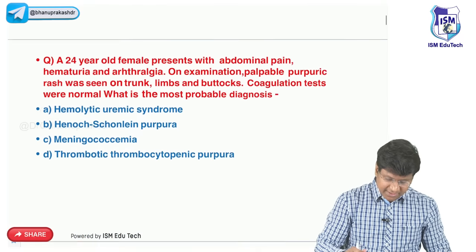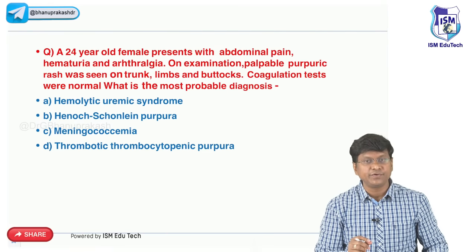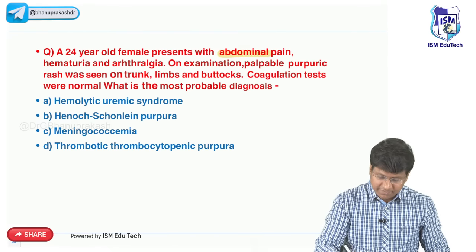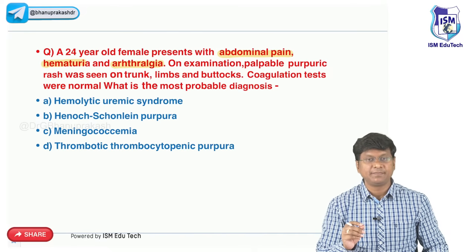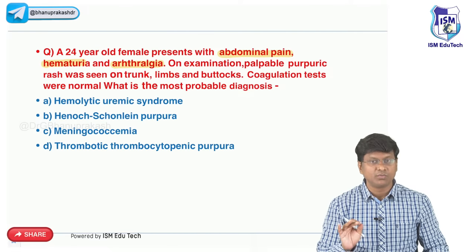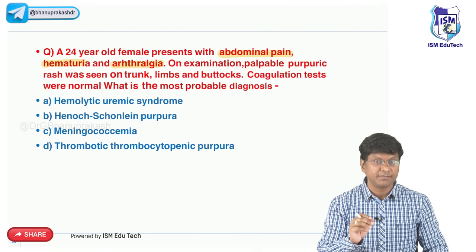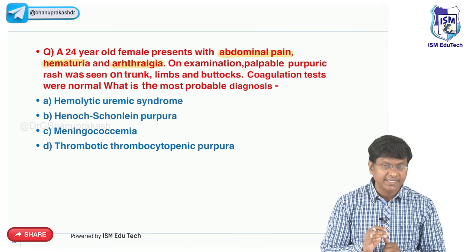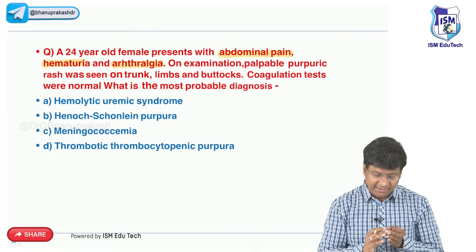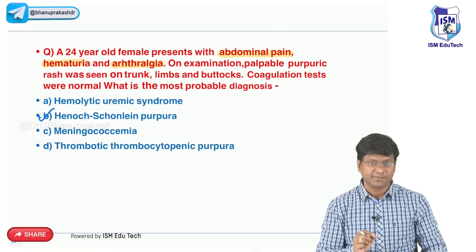Followed by that, let us discuss the individual forms of vasculitis. If you see this question, a 24-year-old female presents with abdominal pain, hematuria, and arthralgia. On examination, a palpable purpuric rash was seen on the trunk, limbs, and buttocks. The coagulation tests were normal. What is the most probable diagnosis? The options are hemolytic uremic syndrome, Henoch-Schonlein purpura, meningococcemia, thrombotic thrombocytopenic purpura. Classically, the individual has abdominal pain, hematuria, arthralgia, and palpable purpura, all suggestive of Henoch-Schonlein purpura, that is HSP.